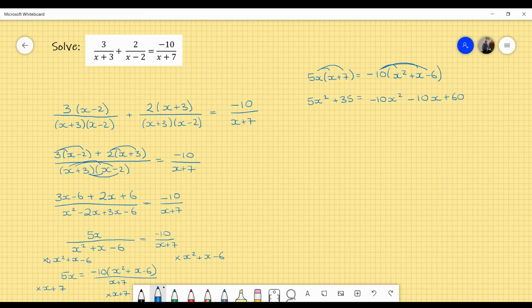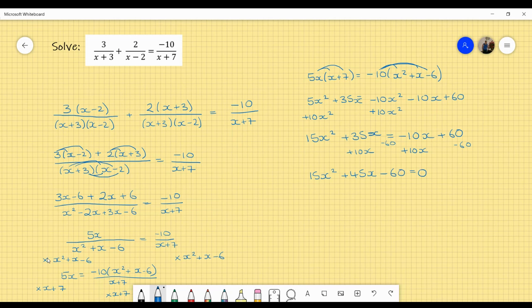Okay, and then again, I've got a quadratic equation, so it's going to involve an x squared, so I need to have at least one side equal to 0. At the moment, I've got negative x squareds on this side, so I'm going to aim to make my right-hand side into 0. So to start off with, I'm going to add the 10x squared to both sides. That will leave me with 15x squared plus 35x equals negative 10x plus 60. And then I want to get rid of my minus 10x, so I'm going to add 10x to both sides. And if you can do it in one step, I'm going to subtract the 60 from both sides. So that will leave me with 15x squared plus 45x minus 60 equals 0.